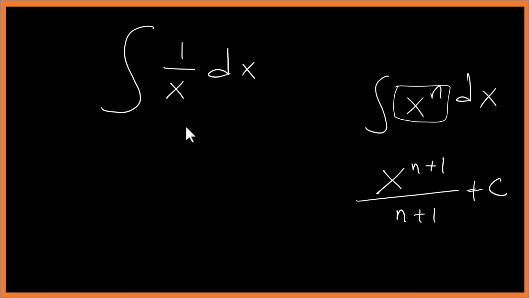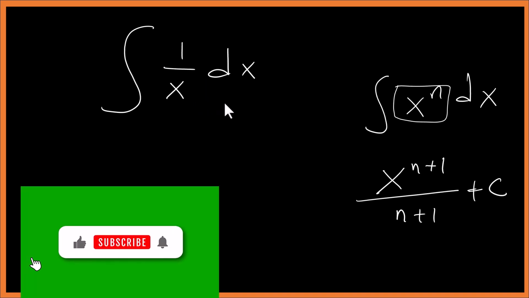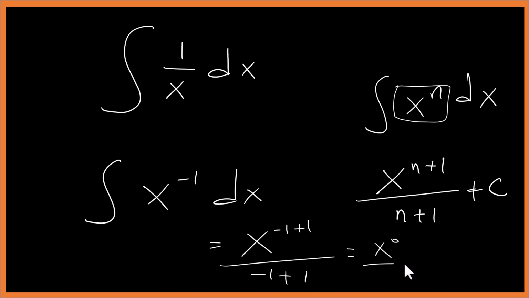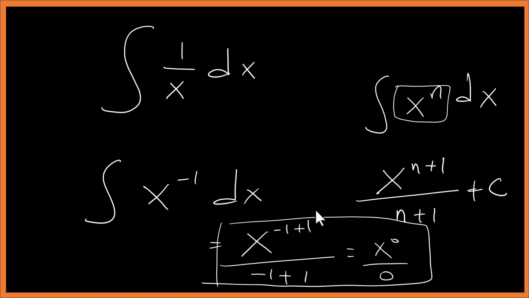All right, now having 1 over x, if you are to go by this rule, you will say, let's change this to a linear form. So this can be written as x to the power minus 1 dx. So you will say x to the power minus 1 plus 1 over minus 1 plus 1. But this will be x to the power 0 over 0. So this doesn't make sense, it's not acceptable.